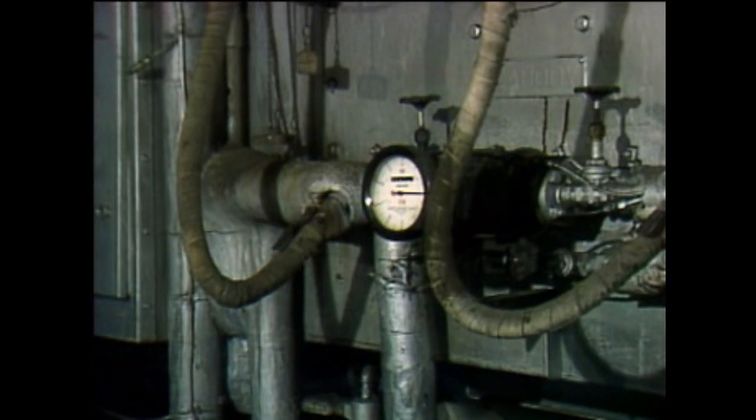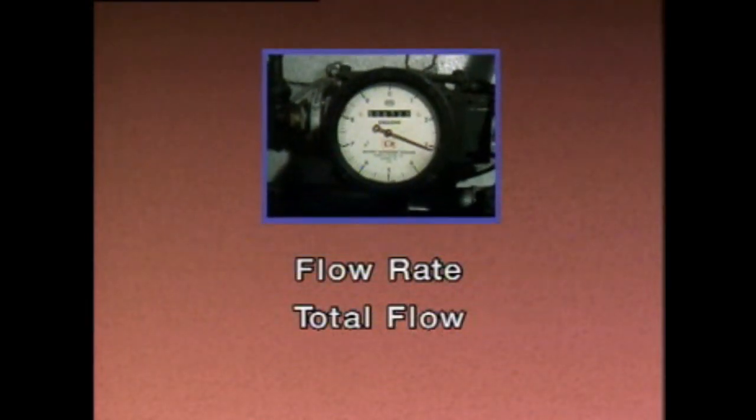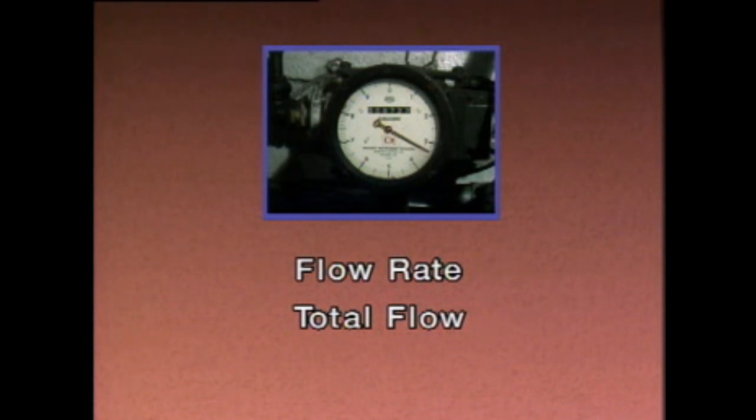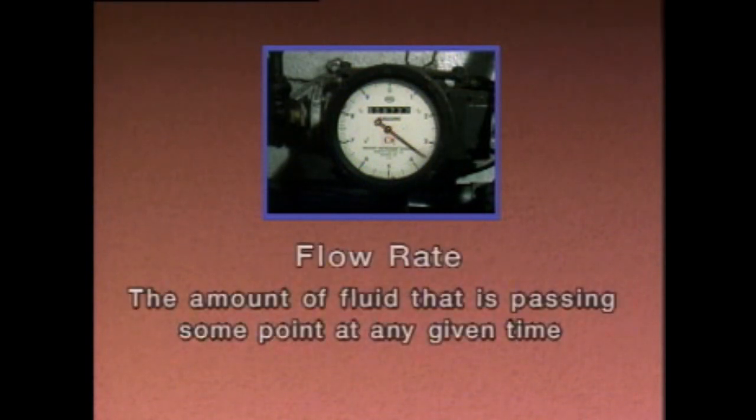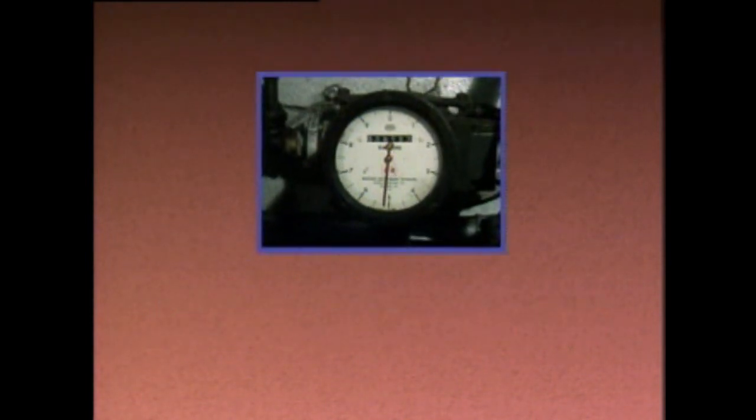A flow meter is a device that's capable of measuring fluid flow. Two types of flow measurements that are often made are flow rate measurements and total flow measurements. Flow rate can be thought of as the amount of fluid that's passing some point at any given time. Total flow, on the other hand, can be thought of as the total amount of fluid that has passed a designated point. Different types of meters can be used to measure flow.